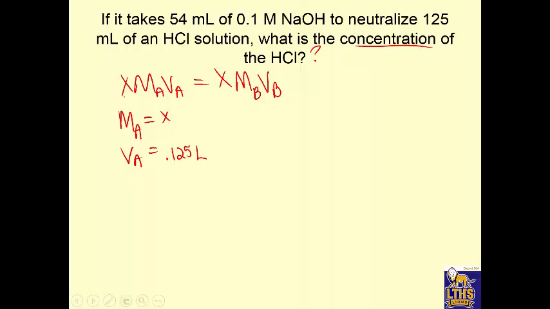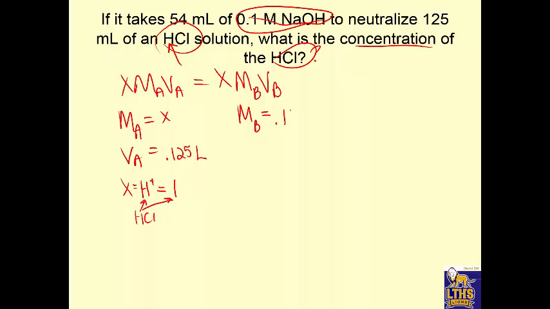All right, then this X equals the H pluses in the acid. So let's look at the acid. It's HCl. So we look at how many H's there are. There's 1 because it's HCl. Okay. All right. MB is the molarity of the base. So we look, okay, 0.1 molar NaOH. The volume of the base is 54 milliliters, so 0.054 liters. And the X on this side is the number of OH minuses because it's the base, equals 1. Why? Because it's NaOH. Right? And so there's 1 of them in the compound.